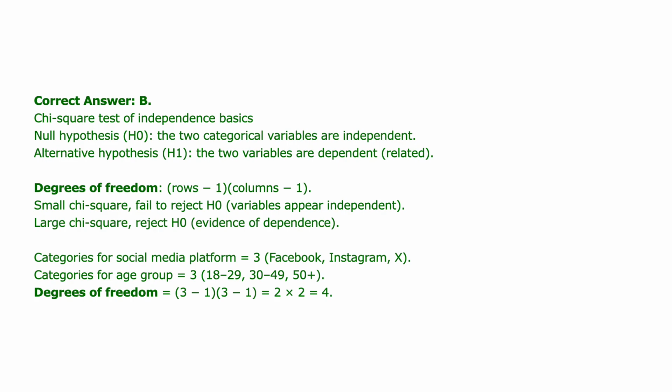The null hypothesis in a chi-square test of independence is that the variables are independent, not dependent. Degrees of freedom are calculated as rows minus 1 times columns minus 1. With 3 age groups and 3 platforms, df equals 3 minus 1 times 3 minus 1 equals 4. Large chi-square values reject H0, evidence of dependence. Correct answer: B. Degrees of freedom equals 4.